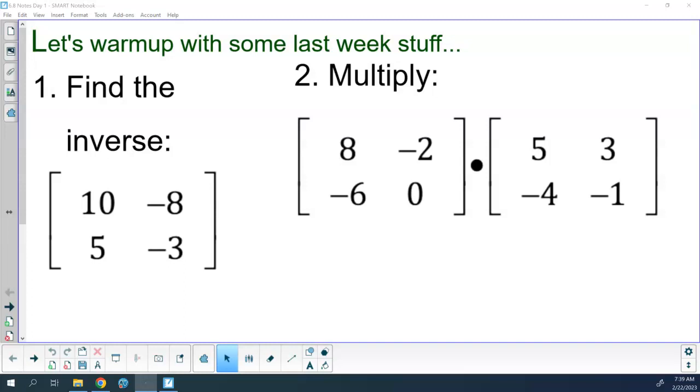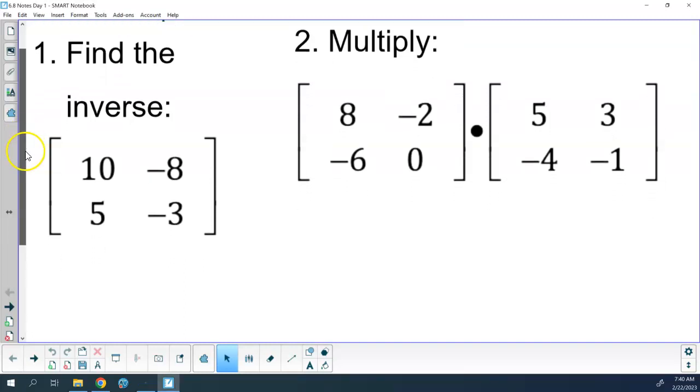Last week we talked about matrices and inverses, determinants, multiplying them, adding them, and subtracting them, and all that fun stuff. We're going to need these two concepts, finding the inverse of a matrix and multiplying two matrices together, today. So let's get a little warm-up going with these.